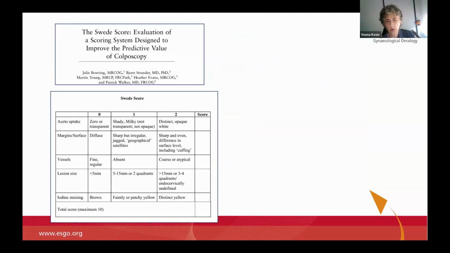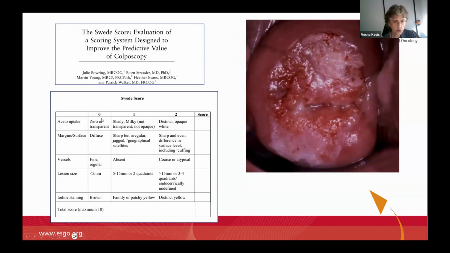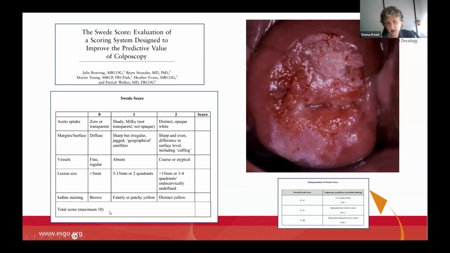Today, the European Federation for Colposcopy is using something we call the Swedish score. This is just one of the scores, taking into account all these features we just mentioned. There were different scores, and it may help beginners to give points for acid uptake, 0, 1, or 3, margins, vessels, lesion size, staining, then adding these points, we can say whether it is like a low-grade lesion, or maybe like a high-grade lesion or invasion.